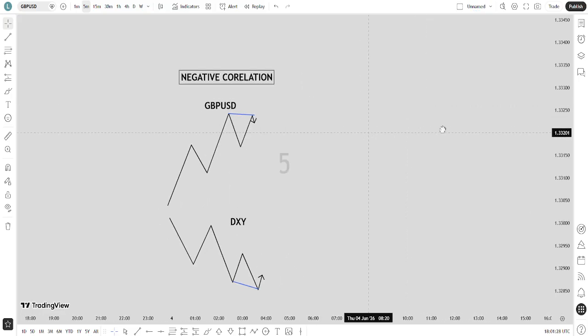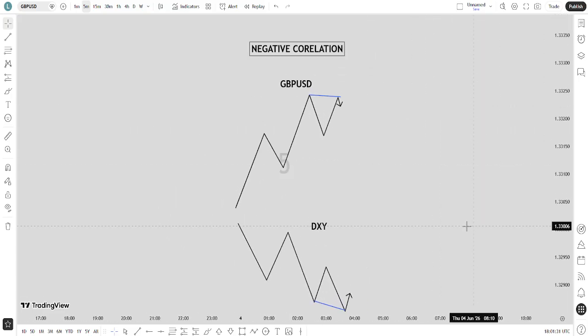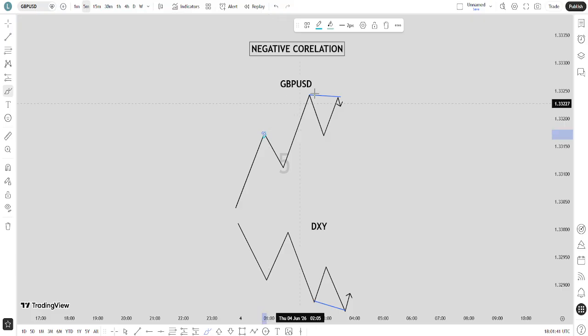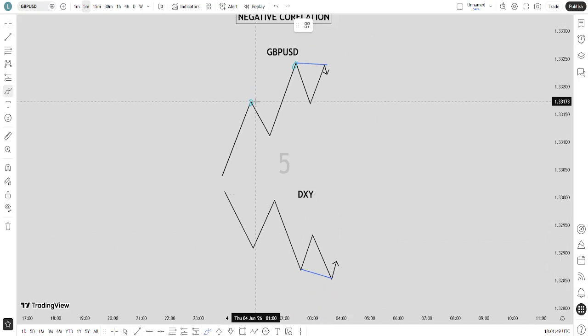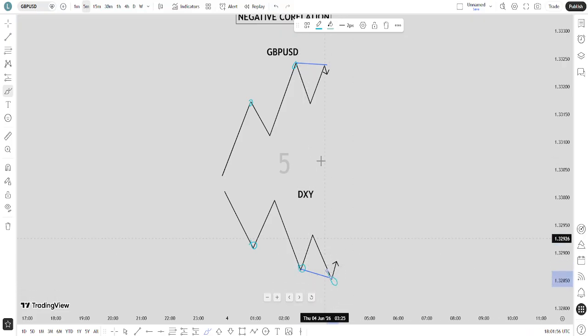We can have a negative correlation between two pairs, like GBP/USD and DXY, the dollar index, or EUR/USD and DXY, the dollar index. So if the pound makes a high and then a higher high, the dollar index will be seen making a low and a lower low. As in this picture, pound made a high, dollar made a low. Pound made a higher high, dollar made a lower low. Then the dollar index made a lower low again, but the pound failed to make a higher high. These are negatively correlated pairs, meaning one is falling, the other will be rising.